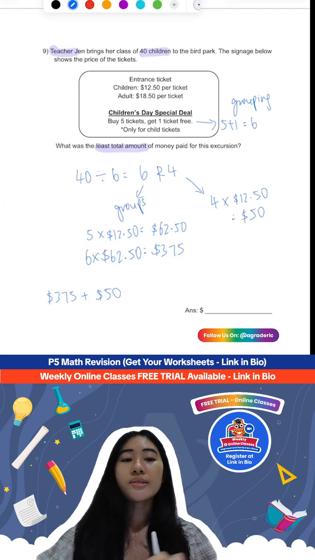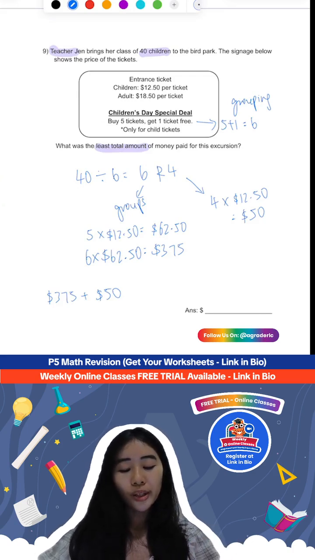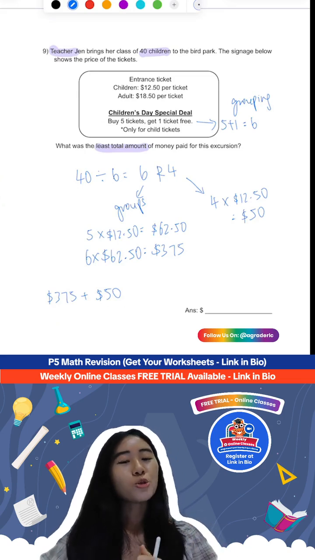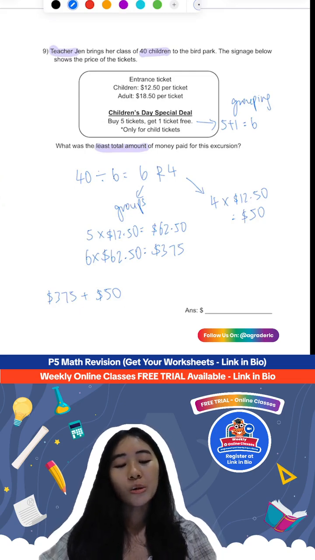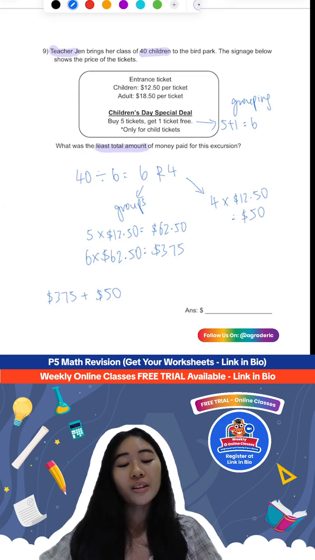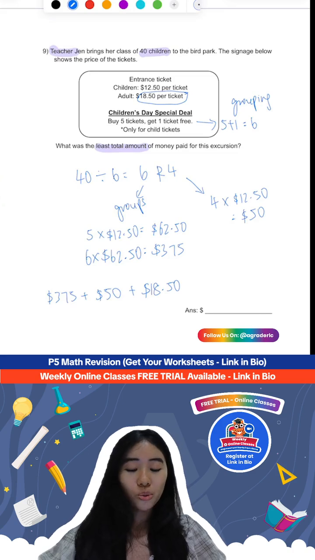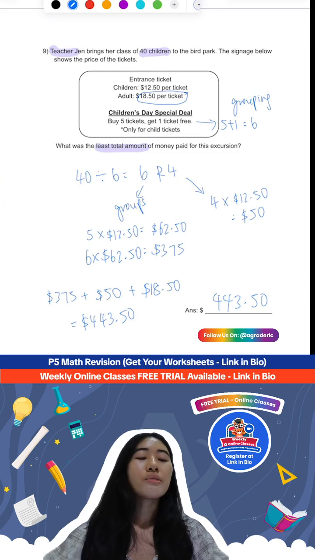So I think this is the step where a lot of you missed out something. You all know what you missed out? These two numbers add together, isn't it only the children tickets? There is a teacher who is bringing the children to the bird park. Yeah, correct. There's teacher Jen. So teacher Jen is an adult. So that means you actually need to add $18.50 for teacher Jen's ticket. So I think a lot of you missed this out. That's why you didn't get the correct answer, which is 443.50. Yeah, that's the final answer.